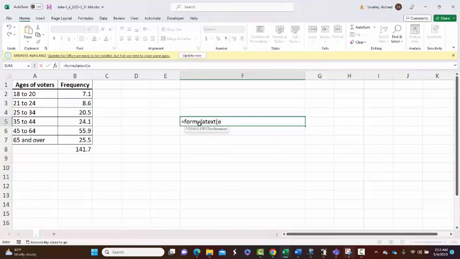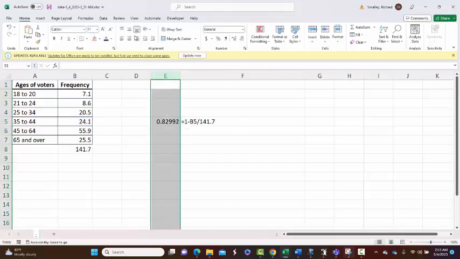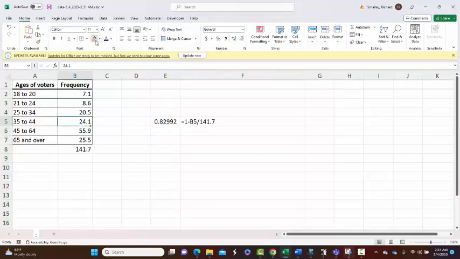I'll put E5 right next to it. Nothing's in there yet, of course. I'm going to say equal 1 minus what's in the 35 to 44, which, oh, I should have done that. Well, B5. And then I can just put the 141. I could have put the number in there, obviously, but either way. So I basically just did 1 minus what's in there. So it should be 0.8.